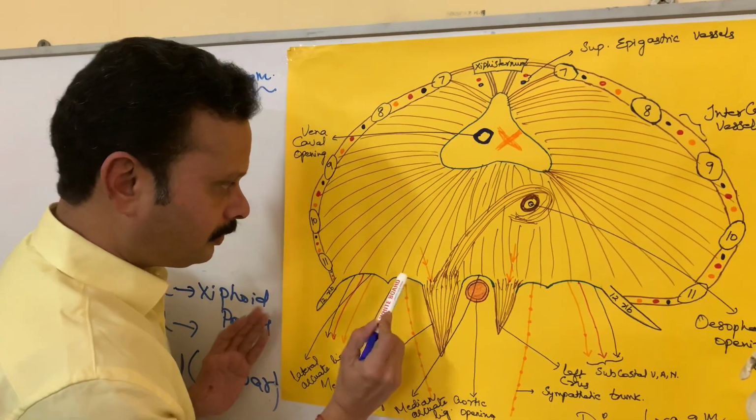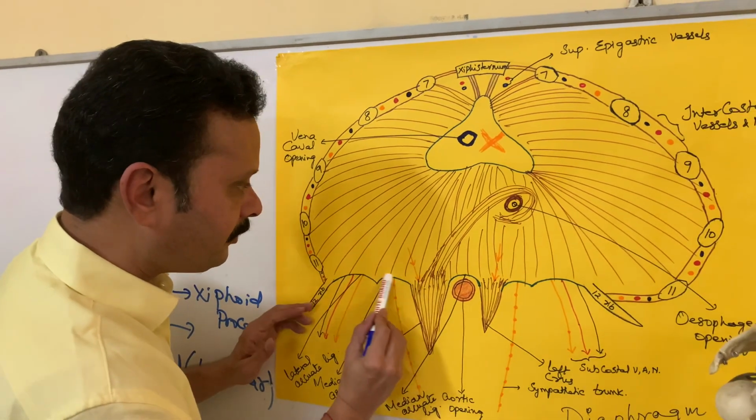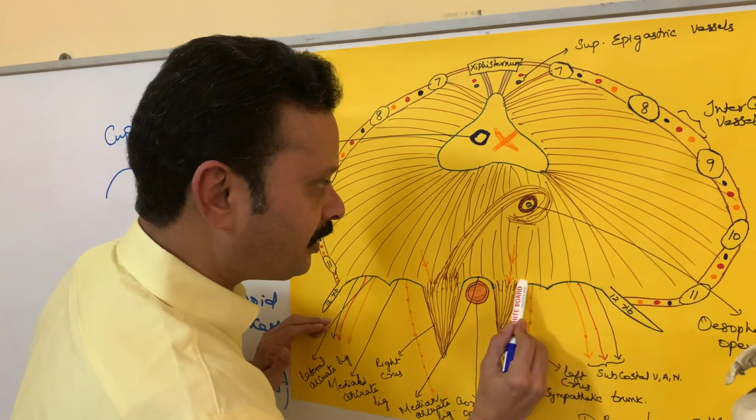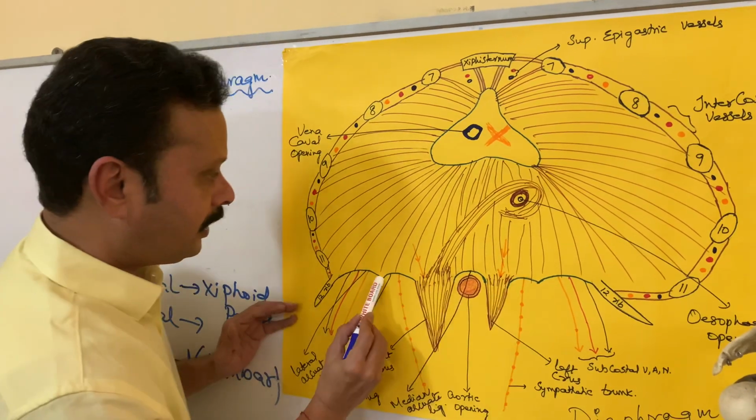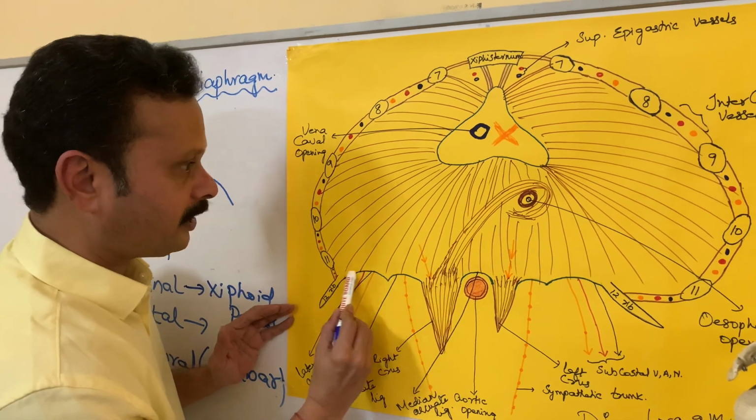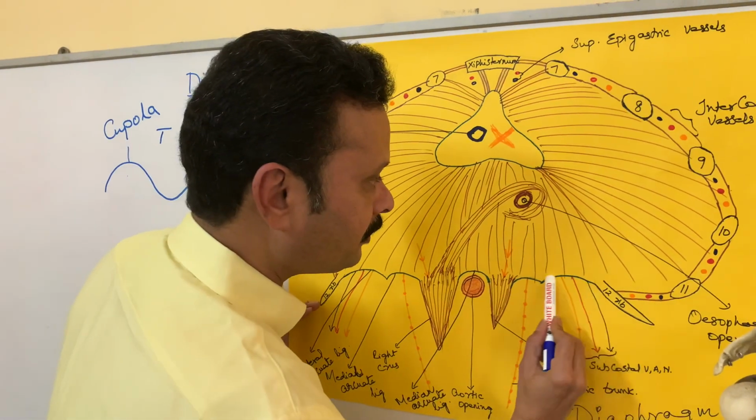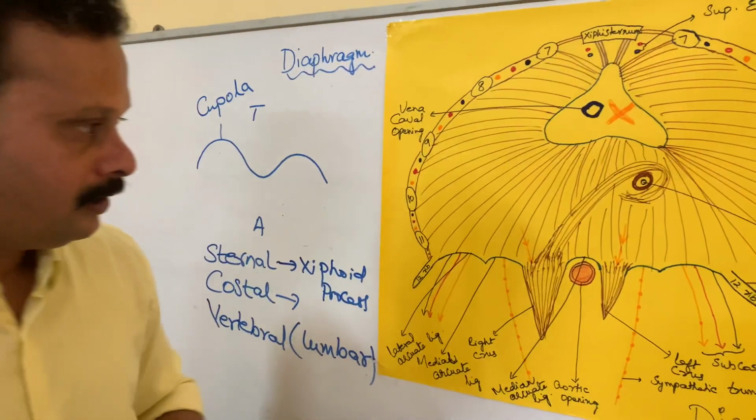Then the medial arcuate ligament. This one is the medial arcuate ligament of the left side, and this is the lateral arcuate ligament of the right side, and this is the lateral arcuate ligament of the left side.